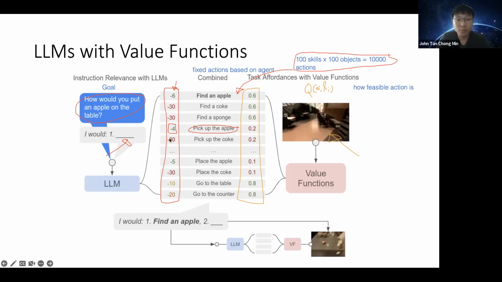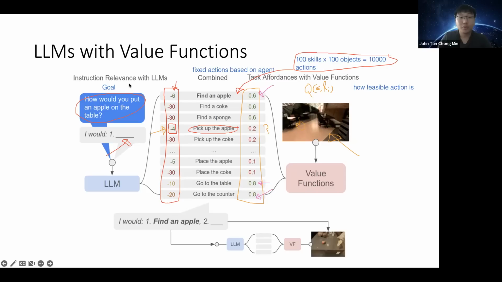So you can see the language model wants to pick up the apple, but there's no apple to pick up. In the scene here, you don't see an apple anywhere. So the value function tells the language model, okay, you don't have an apple here. You need to go and find an apple. Or you can go to the counter or go to the table. This is also one of the things that can help to achieve the goal. But you kind of need the apple first.